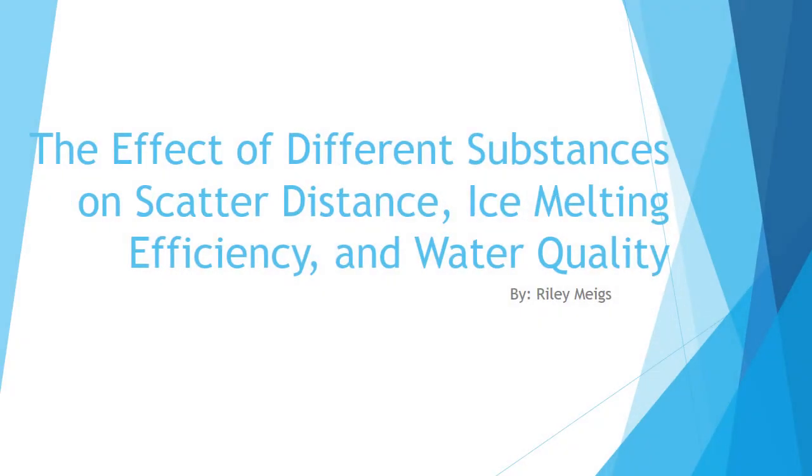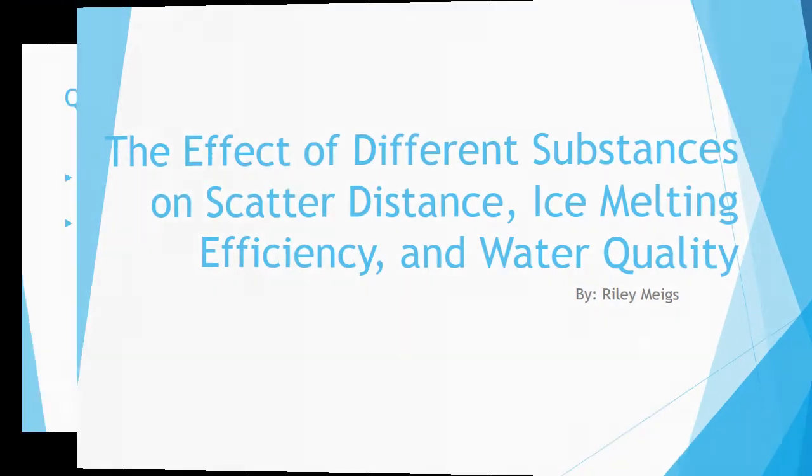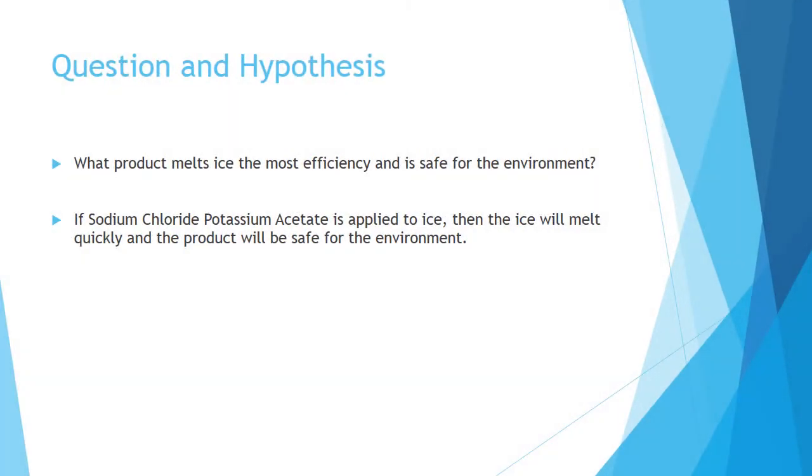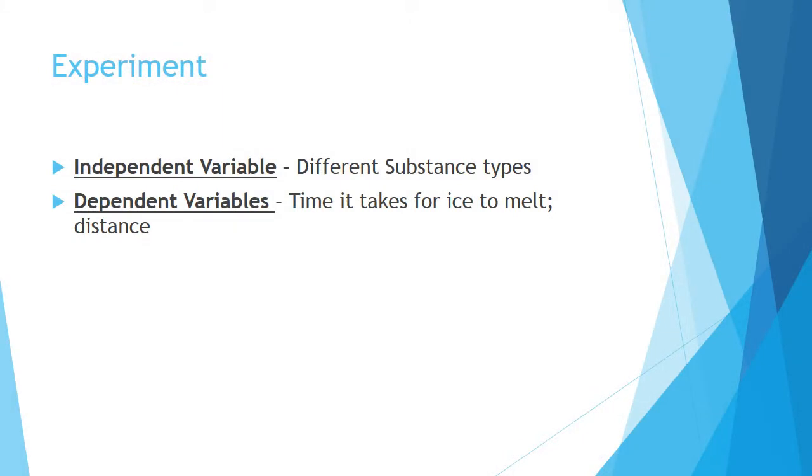different substances on scatter distance, ice melting efficiency, and water quality. What product melts ice most efficiently and is safe for the environment? If sodium chloride potassium acetate is added to ice, it will melt quickly and will be the safest product. The independent variable is the substance types. The dependent variables are the time, the distance, and the water quality.